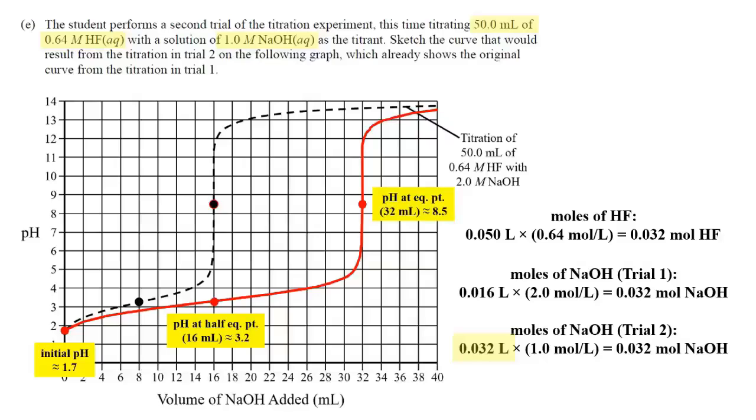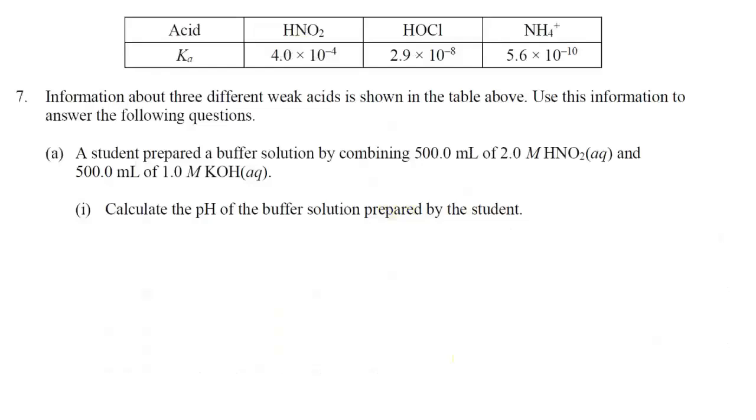All right, now let's move on to question 7. Question 7 says the following. Information about 3 different weak acids is shown in the table above. Use this information to answer the following questions.